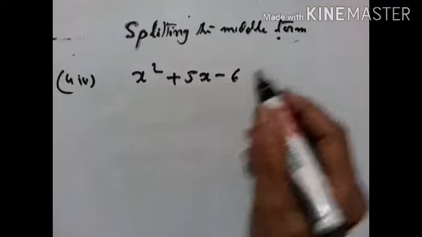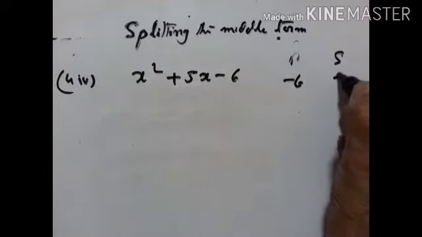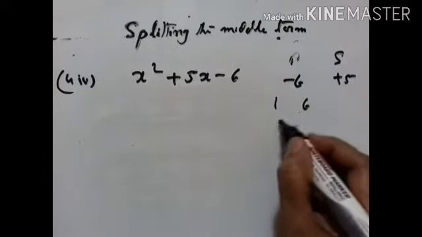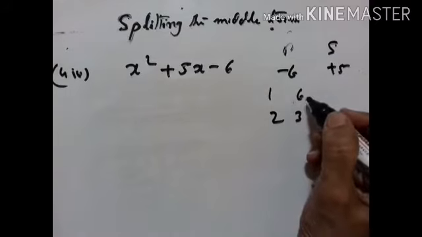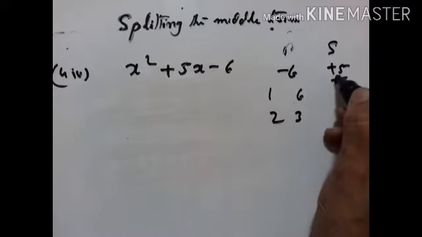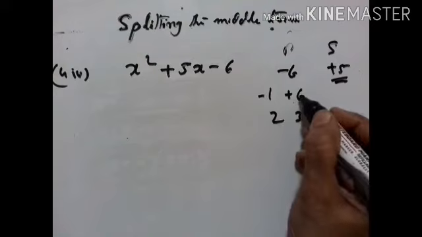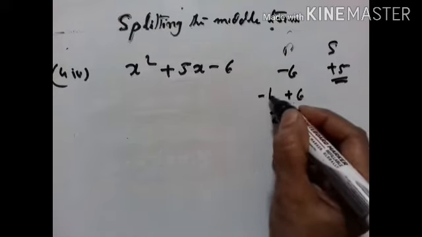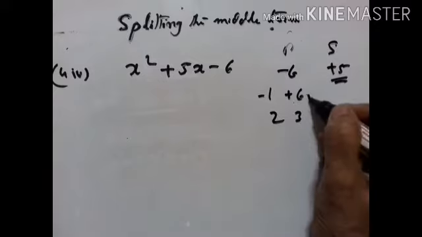1 into minus 6. The product is equal to minus 6. Sum is equal to plus 5. 1 into 6, 2 into 3. What can we take now? In order to get plus 5, plus 6 minus 1 gives us plus 5. Plus 6 into minus 1 is equal to minus 6. Plus 6 minus 1 is equal to plus 5. So we can take this.